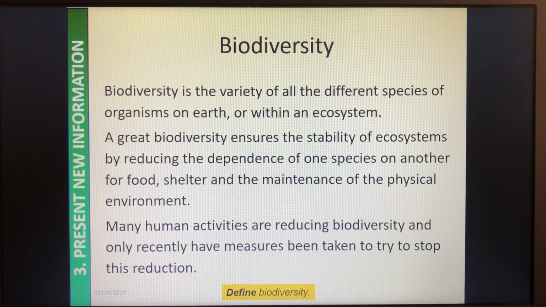A great biodiversity ensures the stability of ecosystems, as I just said about stable communities, by reducing the dependence of one species on another for food, shelter and the maintenance of the physical environment. So you might want to simplify that slightly, or you could just write it as is. Many human activities are reducing biodiversity, and only recently have measures been taken to try and stop this reduction, and that's what we're talking about next lesson.